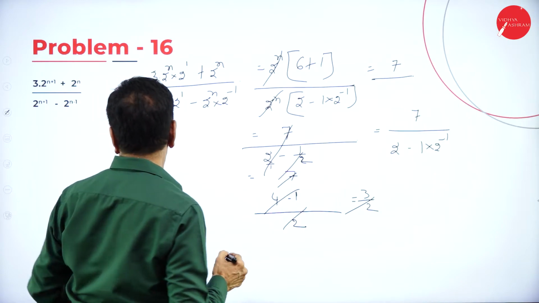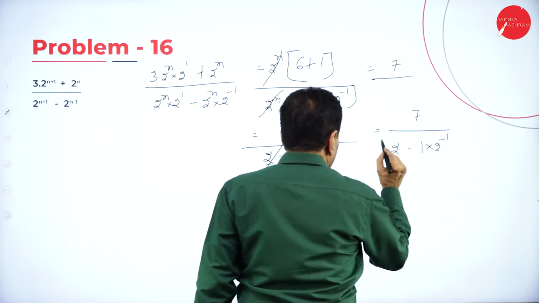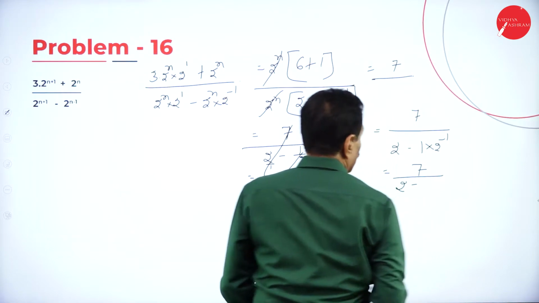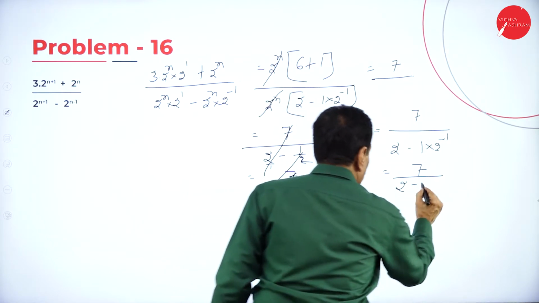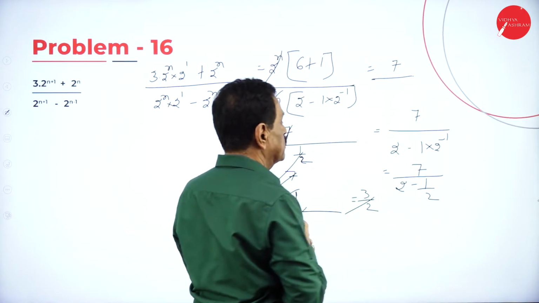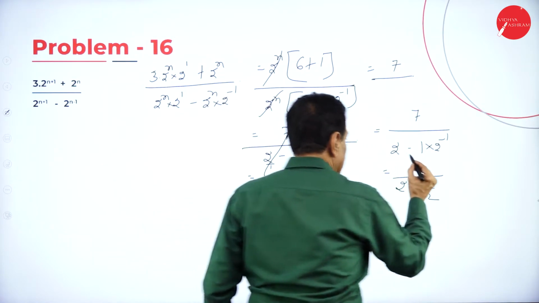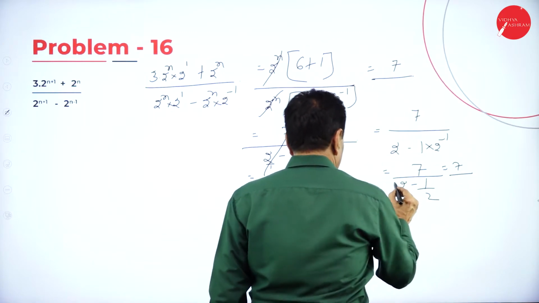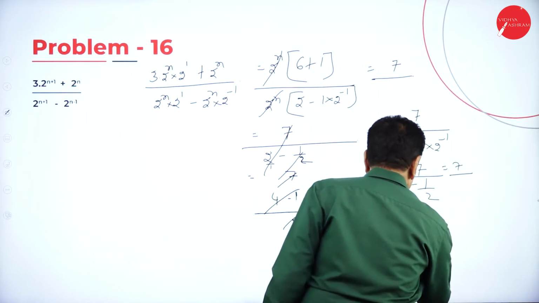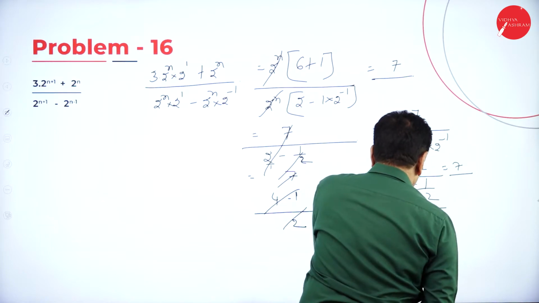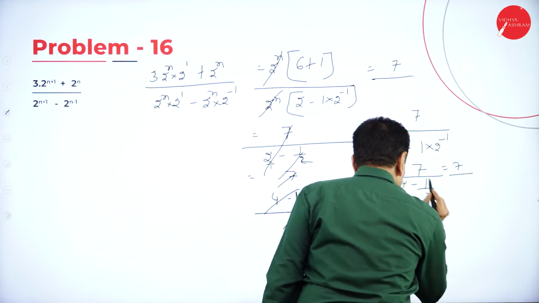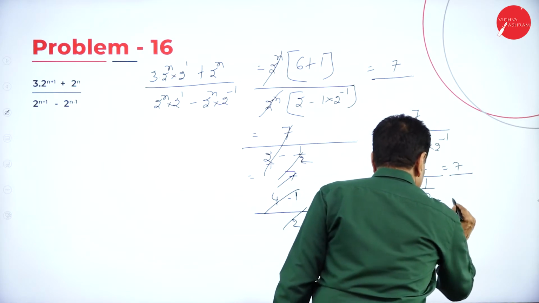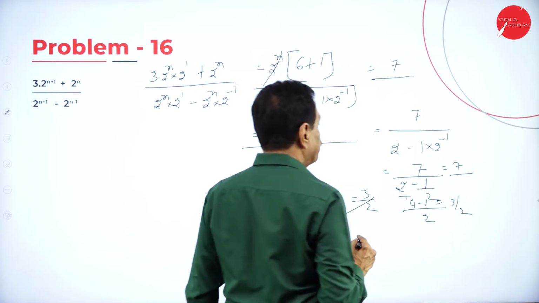This is 2 is there. 2 to the power of n, 2 is there. This is 7, 2. 1 2s are. This is 1 by 2. So take the LCM. 7. 2 is the LCM. 1 2s are 2, 2 2s are 4. 2 1s are 1 1s are. This is 3 by 2.